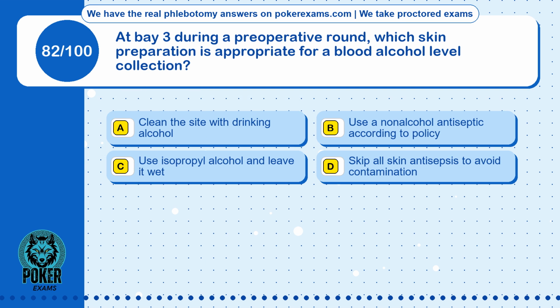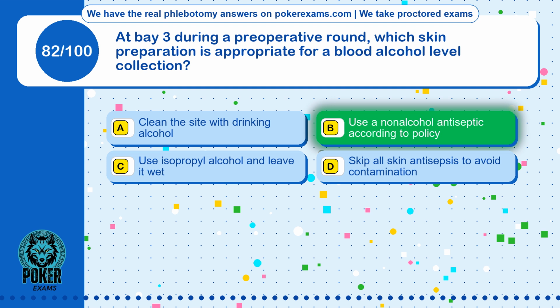Question 82. At Bay 3 during a preoperative round, which skin preparation is appropriate for a blood alcohol level collection? Option A. Clean the site with drinking alcohol. Option B. Use a non-alcohol antiseptic according to policy. Option C. Use isopropyl alcohol and leave it wet. Option D. Skip all skin antisepsis to avoid contamination.